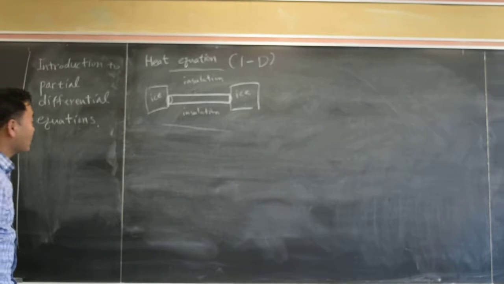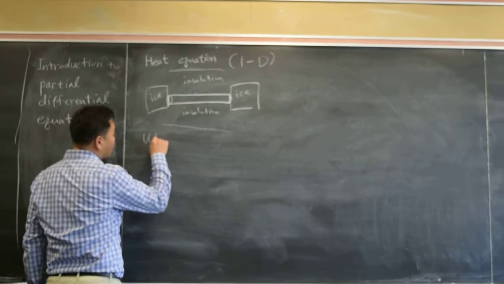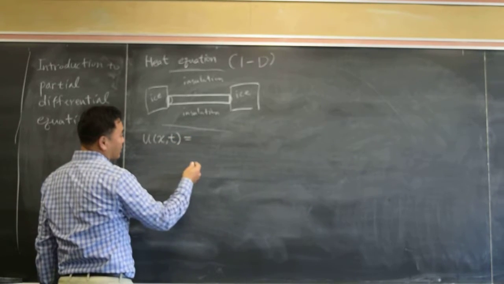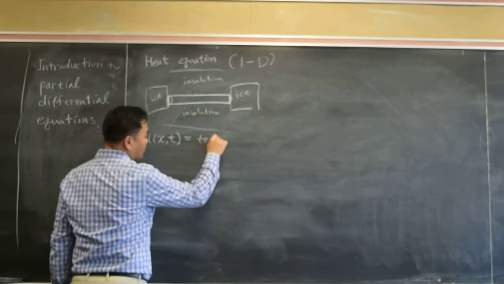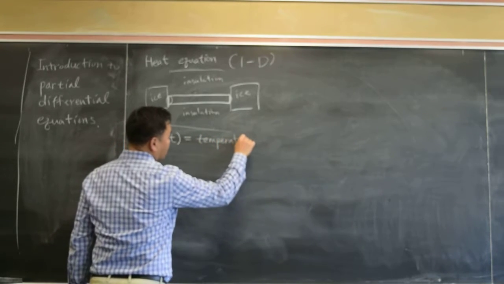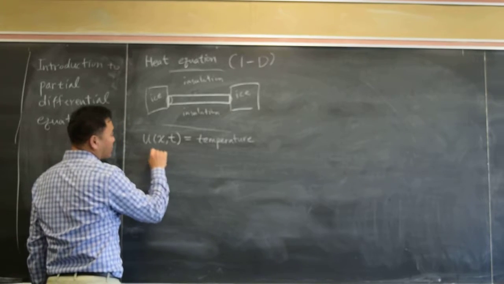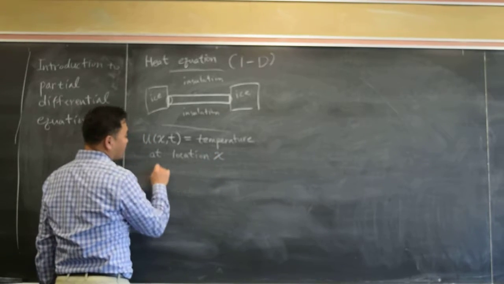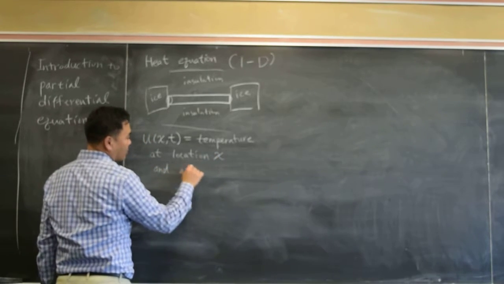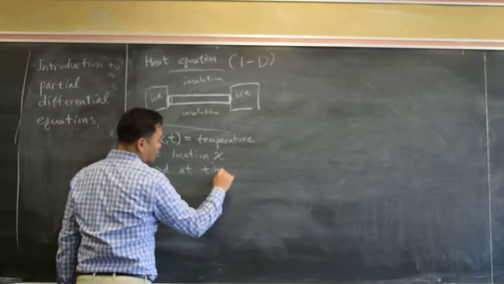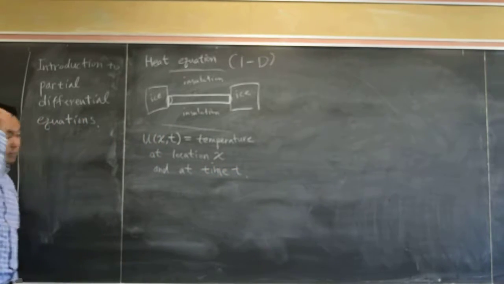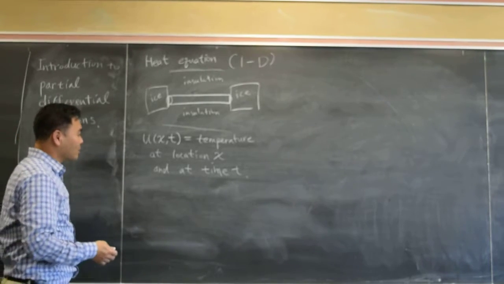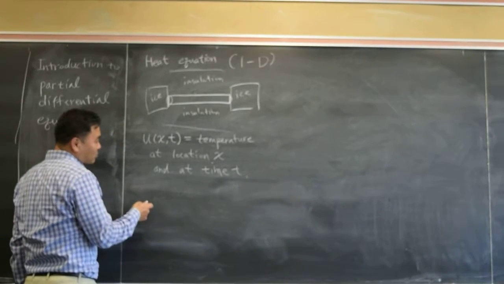Okay? So I'm going to say u(x,t) is the following: temperature at location x and at time t. And we can kind of have some idea of what u(x,t) looks like.